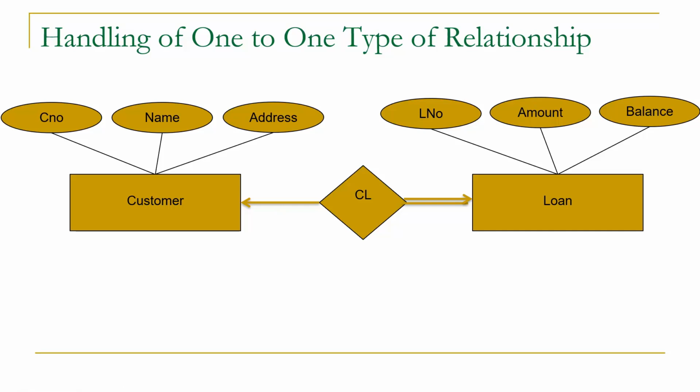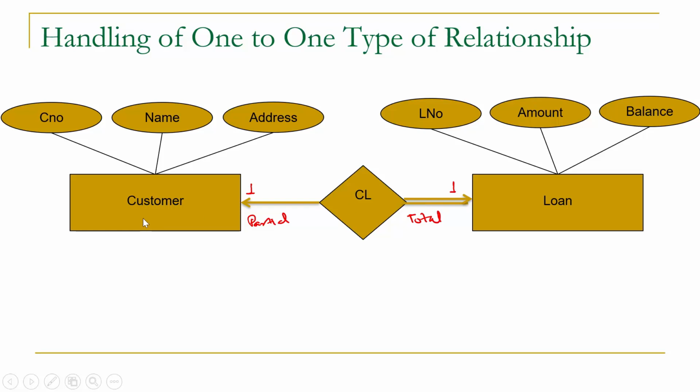This customer and loan relationship is of one-to-one type. It means that a customer can take a maximum of one loan, and for a given loan there is only one customer. The relationship between customer and loan is one-to-one. But here customer has a partial participation in the relationship, while loan has a total participation in the relationship. The partial participation is indicated by a single line, while total participation is indicated by a double line.